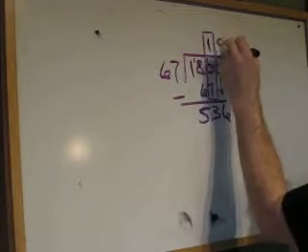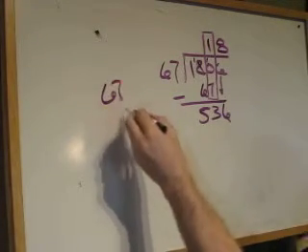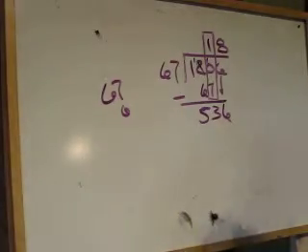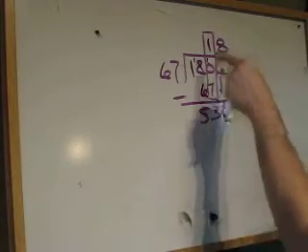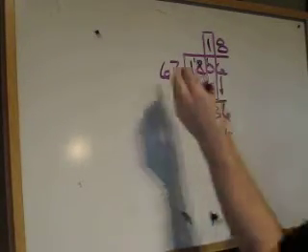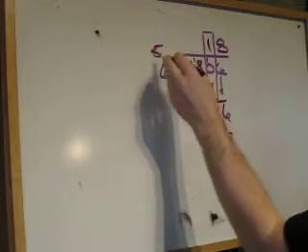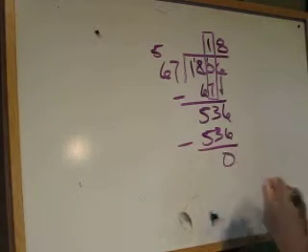Well, in this case, it goes into it 8 times. The only reason I know that is because I've already done the 67 times 6 or 67 times 7 and times 8 to try to figure out how many times it goes into it. So, trying to save a little time here. 8 times 7 is 56. Carry the 5. 8 times 6 is 48. Carry the 5, and that's 53. And when I subtract, I get 0.